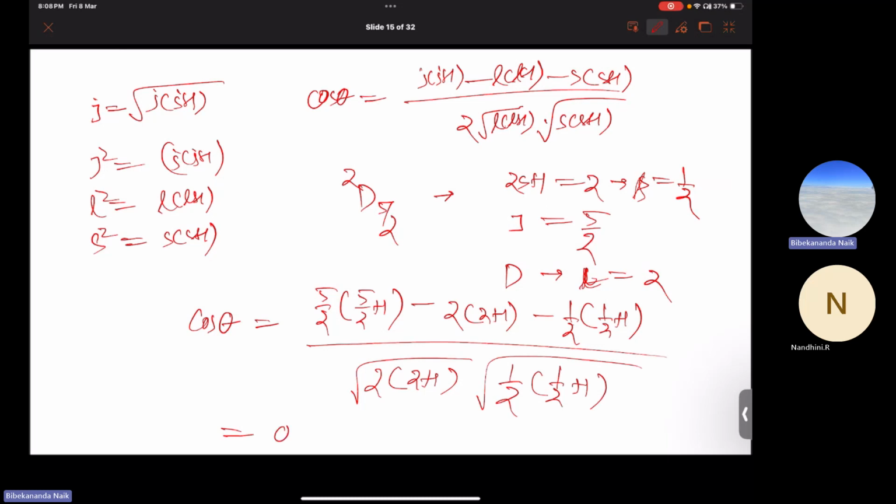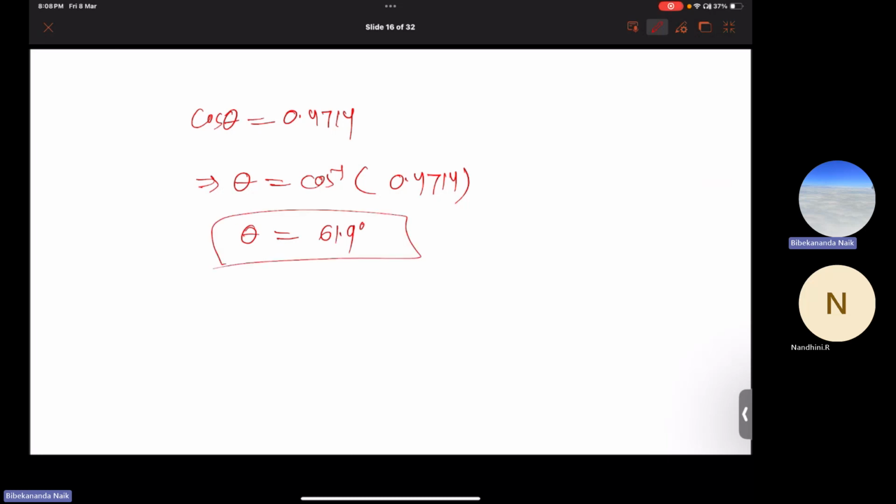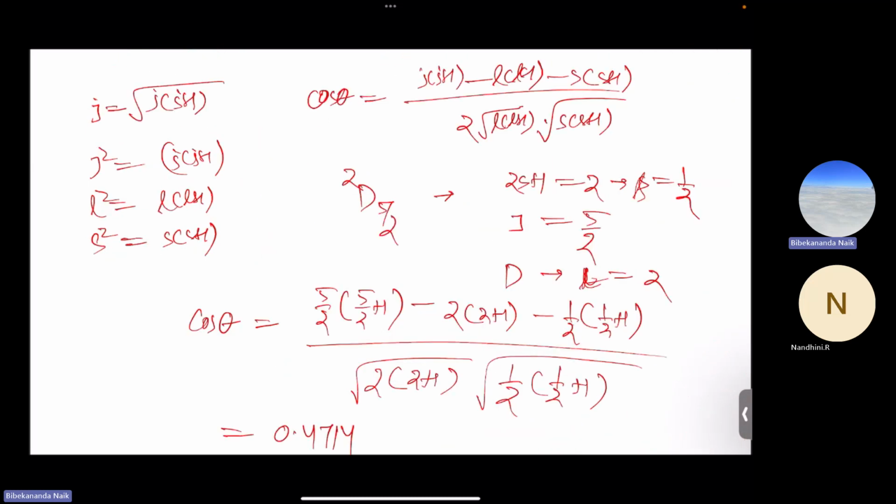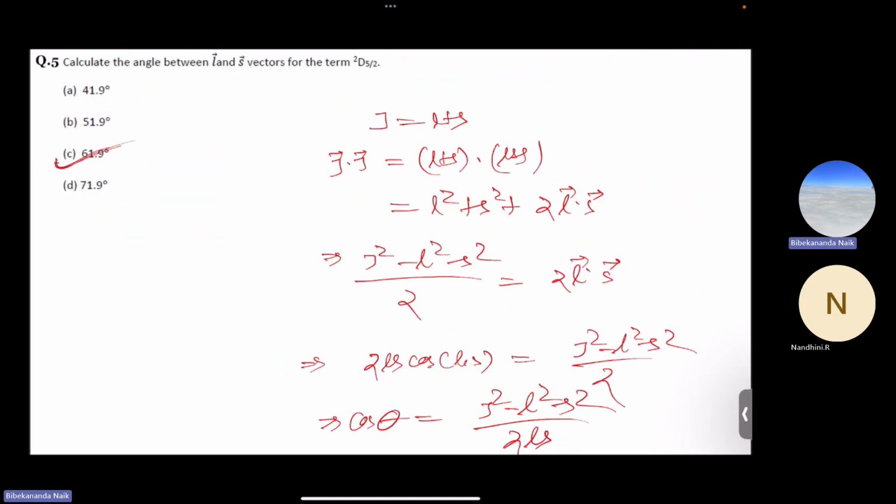If you solve it, you will get 0.4714. So cos theta is 0.4714. Theta is cos inverse 0.4714, which is 61.9 degree. So the correct option will be option C, 61.9 degree. Is this clear to you?